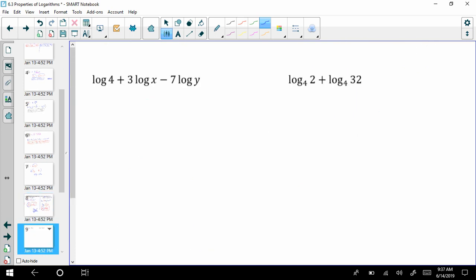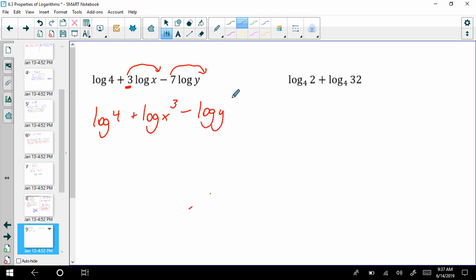Okay, next item. This time we have 3 of them. Let's move exponents first. So this first guy, there's no exponents to move, but now I'm going to move the 3, and I'm going to move my 7. Now we're ready to condense this into one log. So between the first 2 guys is addition. So what operation will that become? Multiplication.